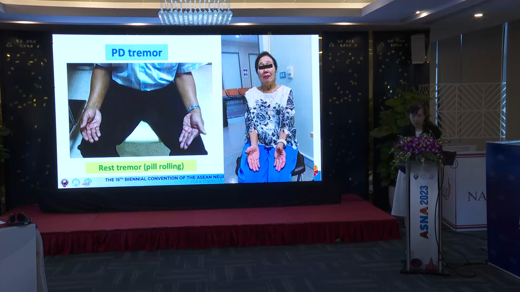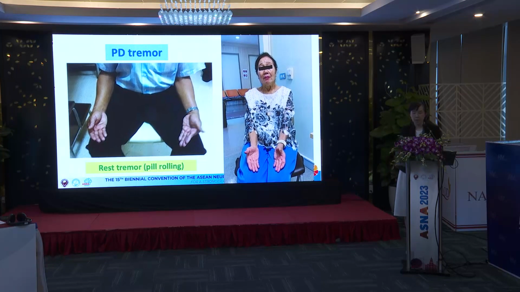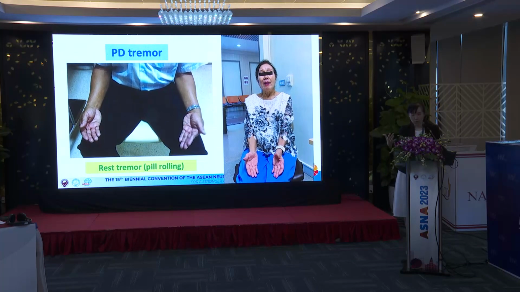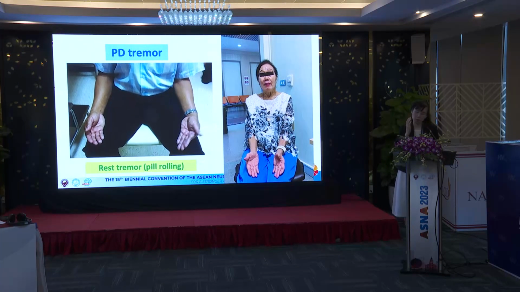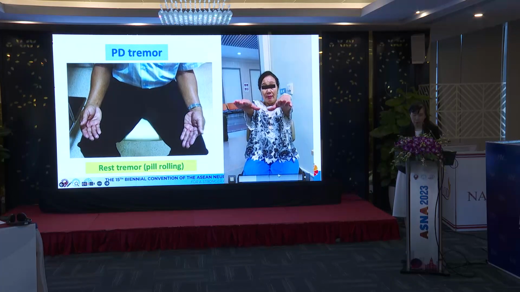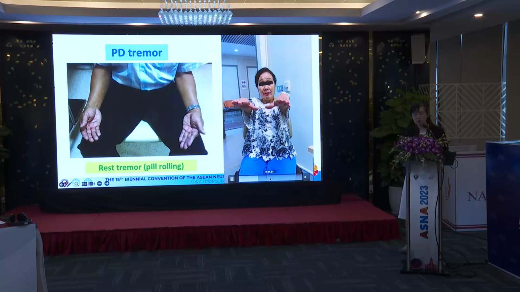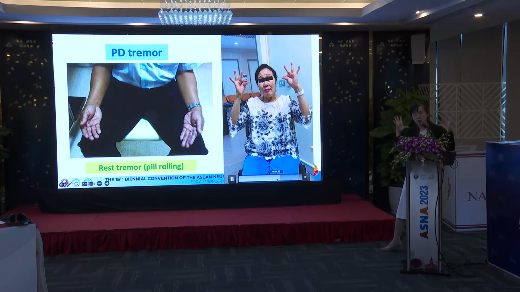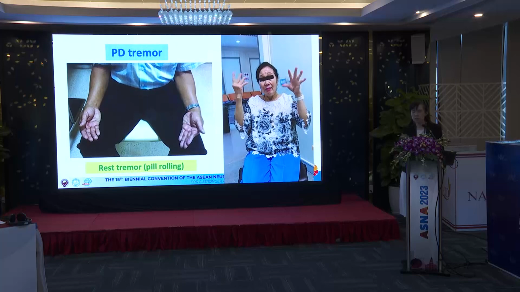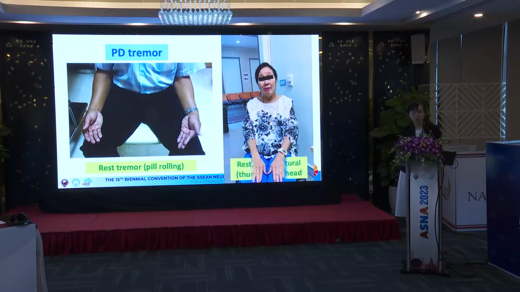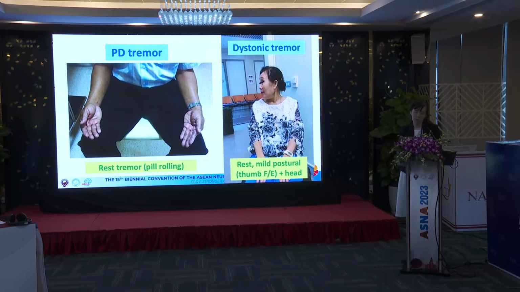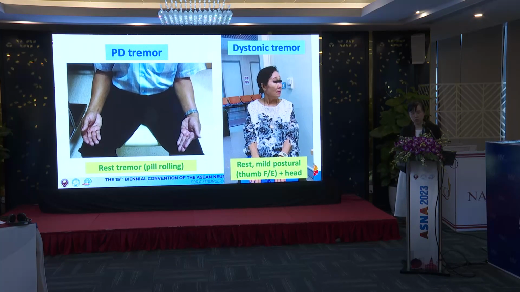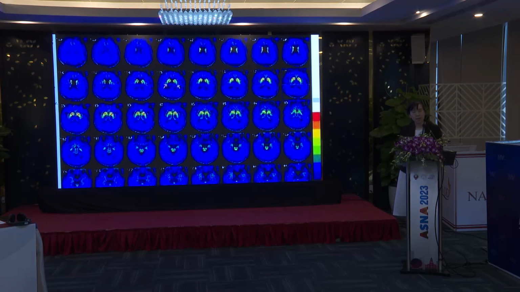While this lady has extension of the thumb, and she also has a rest tremor on the left side, as well as on the right. And she also had abnormal posture of the head, and also has some occasional head tremor. And she doesn't have position-specific tremor. We also asked her to do the tapping, and it seems that she doesn't have bradykinesia at all. So this is consistent with dystonic tremor because of the rest, postural, and head tremor, and the thumb position is different.